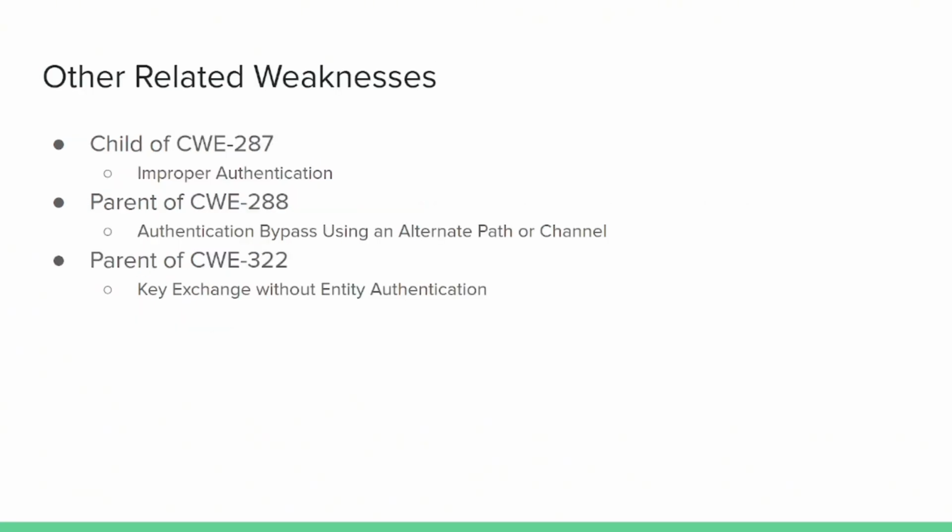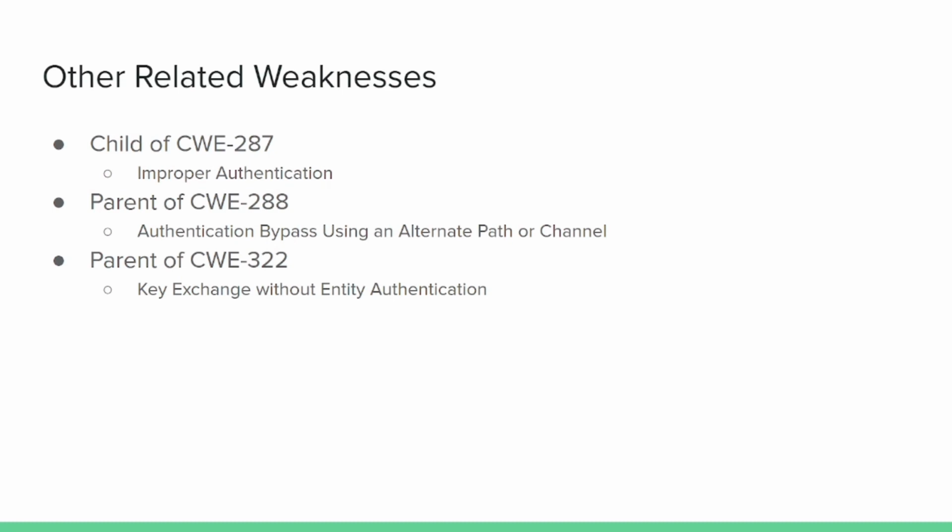CWE 306 is a child of the improper authentication weakness, which is CWE 287, which happens when an actor claims to have a given identity and the product does not prove or insufficiently proves that the claim is correct. CWE 306 fits into this category because it happens when the product does not perform any authentication for a provable identity, which qualifies as not proving that the identification claim is correct.